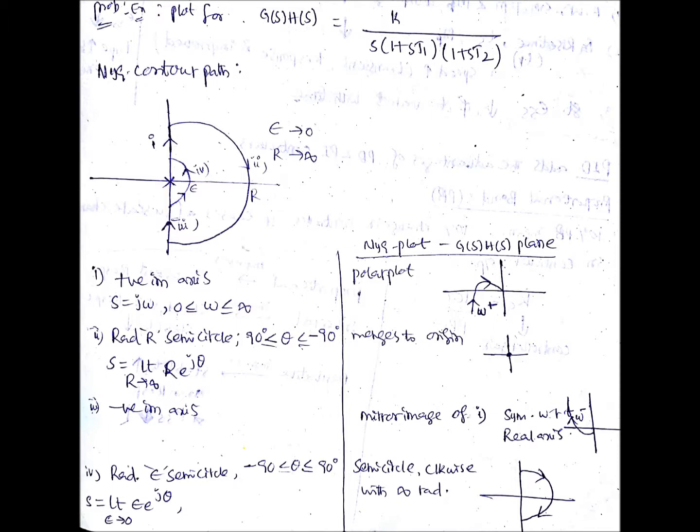Then the fourth part is the semicircle of radius epsilon, where epsilon tends to 0. Here s equals limit epsilon tends to 0 of epsilon e power j theta. In that case, what you are going to get in the Nyquist plot is a radius of infinity, a semicircle clockwise with infinity radius. So these are the four important parts which you need to convert into the Nyquist plot in the G(s)H(s) plane for any given G(s)H(s).